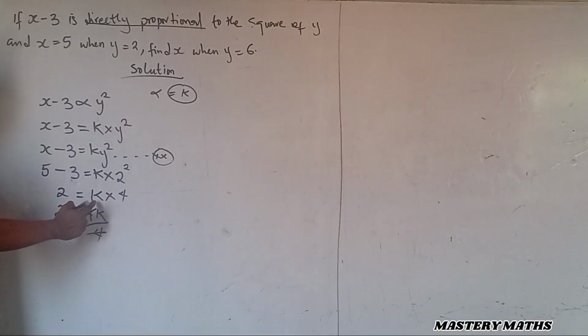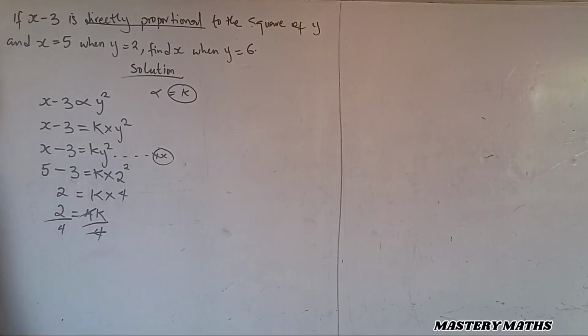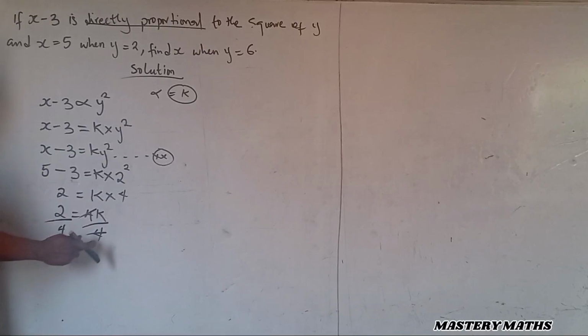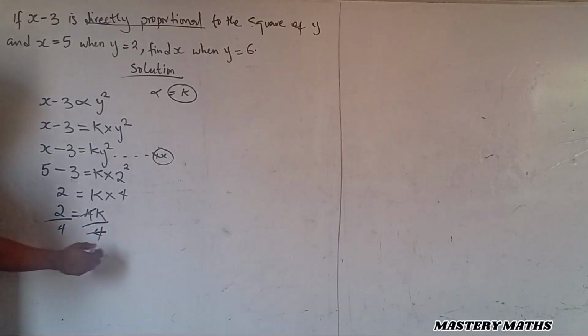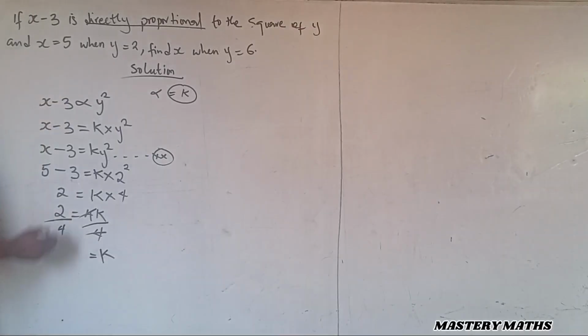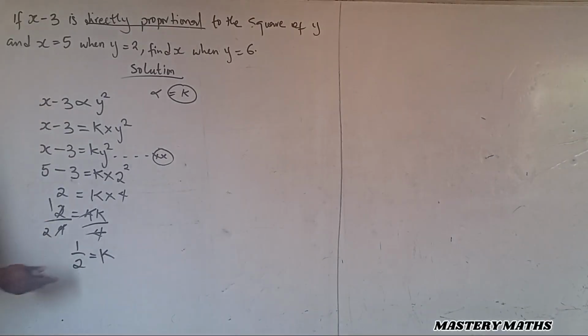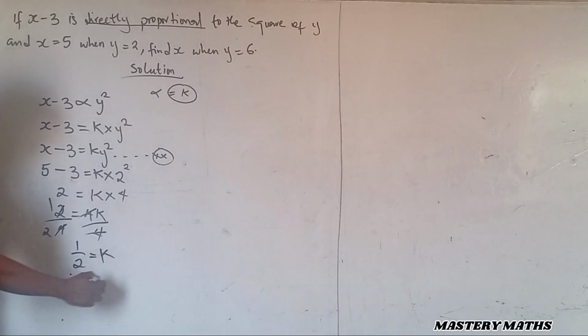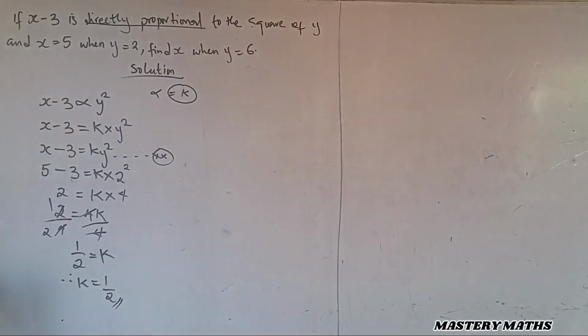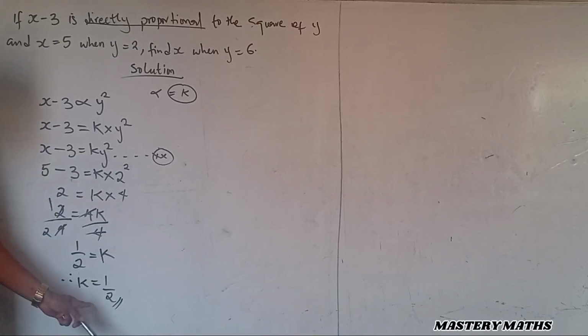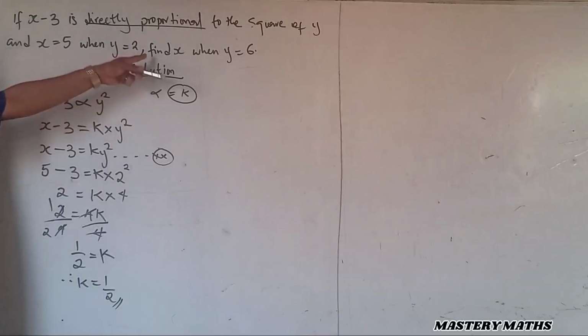Now we have our constant k times 4, which is our 4k. We divided both sides by 4, so that 4 cancels out 4 for k to stand alone. 2 here is 1, 4 here is 2, which gives us 1 over 2. Therefore our k is equal to 1 over 2. Our k is half. So we've gotten our constant, half.